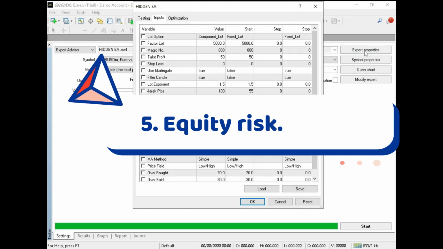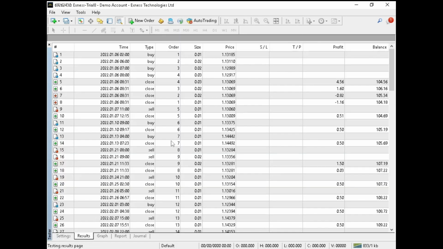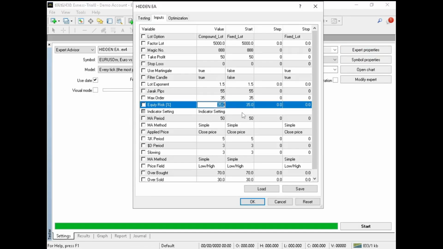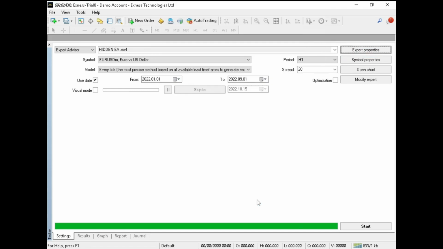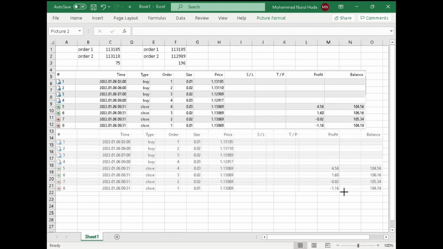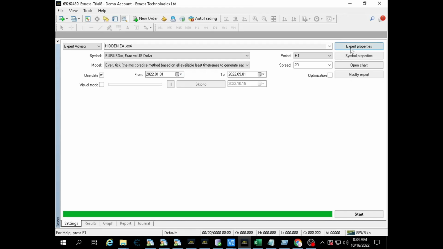5. Equity risk. By default equity risk is set at 35%. Let's see the result. What if I change it to 100%? If you look here there is no change whatsoever. Here I suggest for the equity risk parameter, just leave it as the default. Okay, is it clear enough? Please repeat the video if something is still not clear.